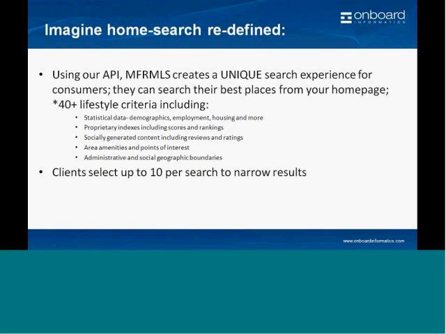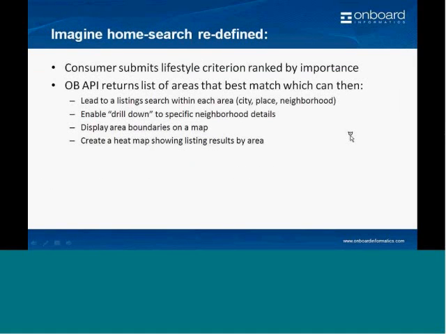And then lifestyle search related to administrative and social geographic boundaries. So a distance search from an address, a distance search from a location, a socially defined geographic boundary of a neighborhood and the distance to that, same thing. And then with that 40 lifestyle criteria, you can put up to 10 on your page that the client can then search and narrow down their results. And we're going to go through some visuals so this all makes sense.